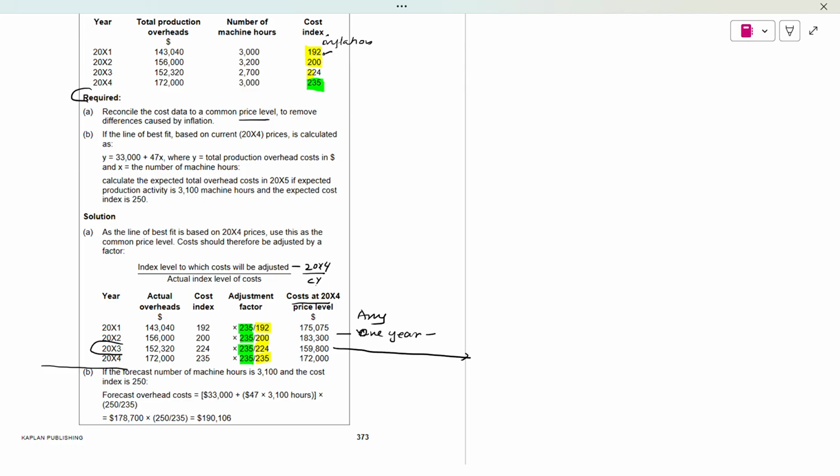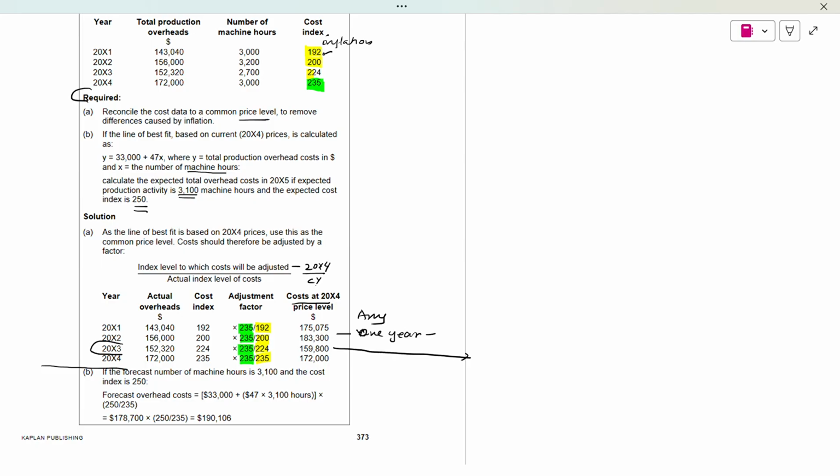If the line of best fit based on the 2004 prices is calculated, they have given y = 33,000 plus 47x, where y is the total production overhead cost in dollars, and x is the number of machine hours. Calculate the expected total overhead cost if the expected activity is 3,100 machine hours and the expected cost index is 250.